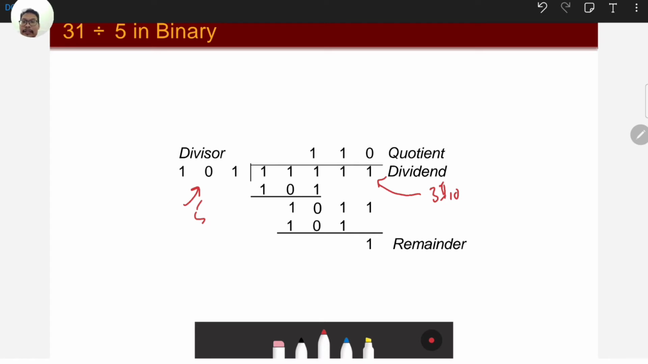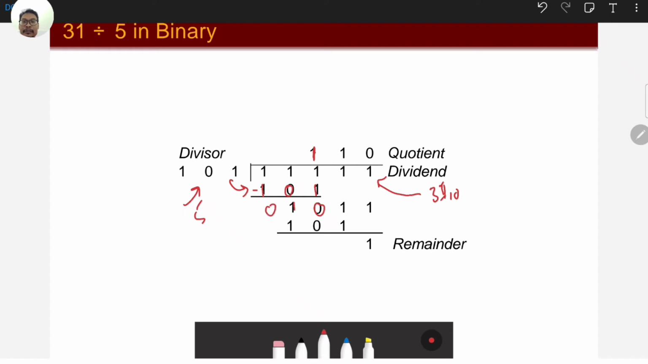So what we do here is just a standard division. We put a 1 here. So we put 101 down here, based on this number, and we do the subtraction. 1 minus 1 is 0. 1 minus 0 is 1.